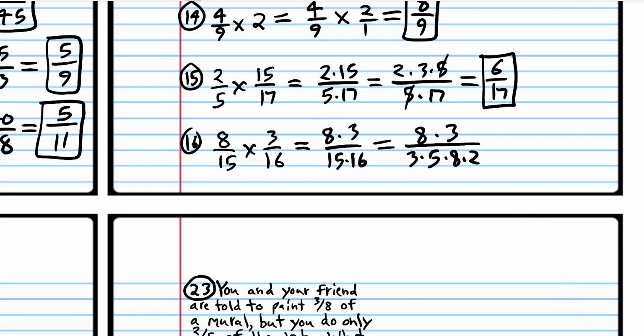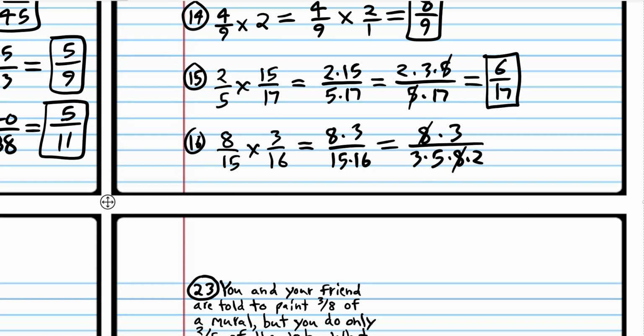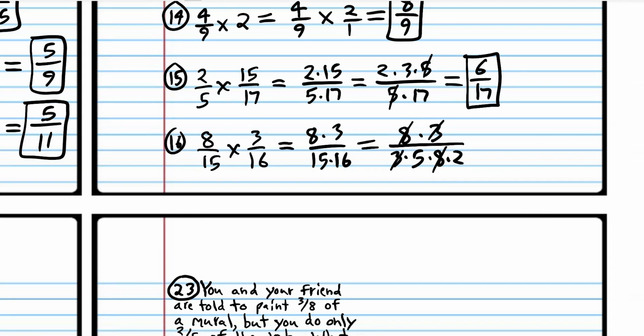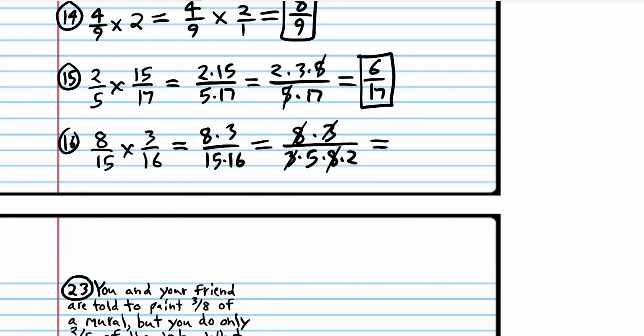And how do I know that? Well, my multiplication facts. If you don't know your multiplication facts, man, you're really going to be hurting right now. So now I can cross out the 8's because there's an 8 on the top and there's an 8 on the bottom. And I can cross out the 3's. So there's nothing at the top, which means that it's just going to be a factor of 1. And it's 5 times 2 on the bottom, which is going to be 10.